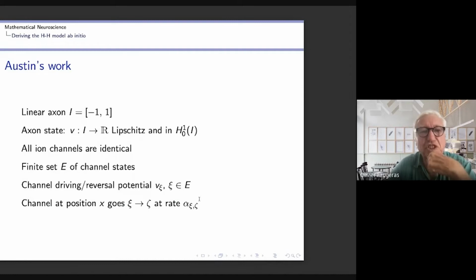very superficially. Austin thought of the axon as a linear thing, a closed interval I from minus one to one. The axon state is described by its membrane potential, which is a function from this interval I into R. It's Lipschitz and in H^1_0 of I. So it's zero at both ends, and H^1 is the Sobolev space: the function itself and its first order derivative are square integrable. He assumed that all ion channels were identical. He assumed a finite set of channel states called E. You remember the reversal potential for the sodium and the potassium. He called them V sub xi, where xi belongs to this set of states.